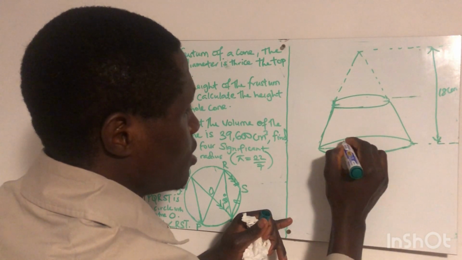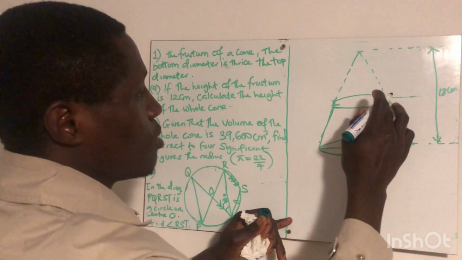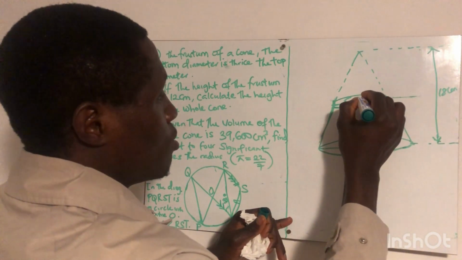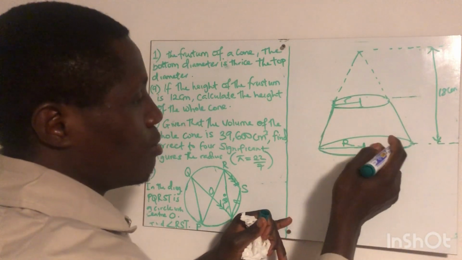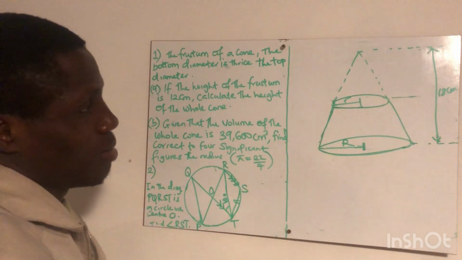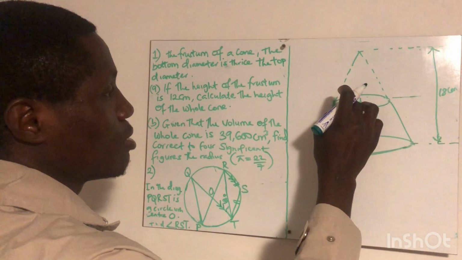The radius we are looking for is represented as capital letter R, because this radius here is going to be small letter r. But we are less concerned about this. We are much more concerned about the capital letter R here. So I'm just showing you how you can do things when it comes to bigger and smaller cone.